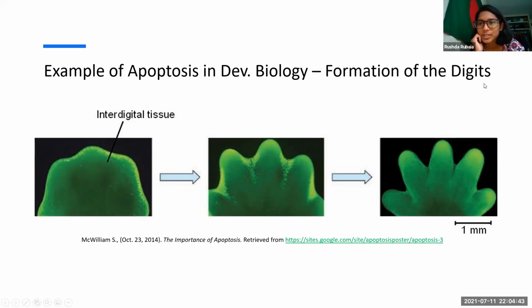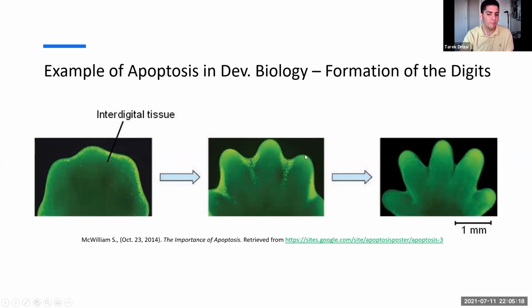So I have a question. Yeah, go ahead. What do you mean by digits? Yeah, I just mean the fingers or the toes. So it can be anything that's structured like that. I'm specifically talking about the fingers on your hands and the toes on your feet. This is a mouse, so this is a mouse's front paw or hind paw.